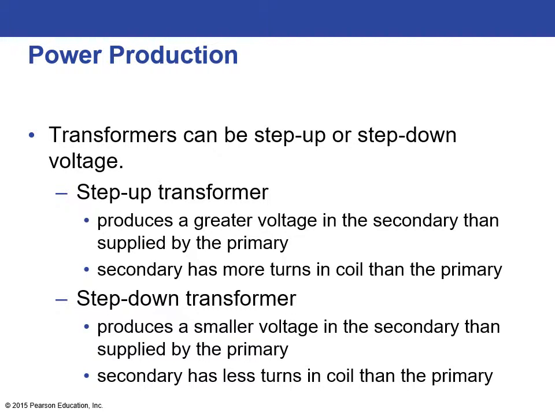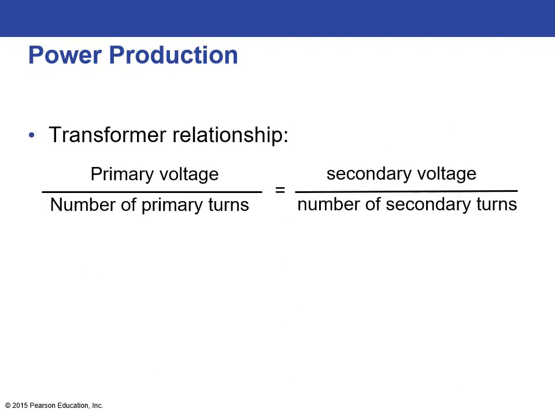Transformers can step up or step down voltage. A step-up transformer produces a greater voltage in the secondary than supplied by the primary, and the secondary has more turns in the coil than the primary. A step-down transformer produces a smaller voltage in the secondary than supplied by the primary, and the secondary has fewer turns in the coil than the primary. So essentially, with a transformer, you can increase or decrease voltage.